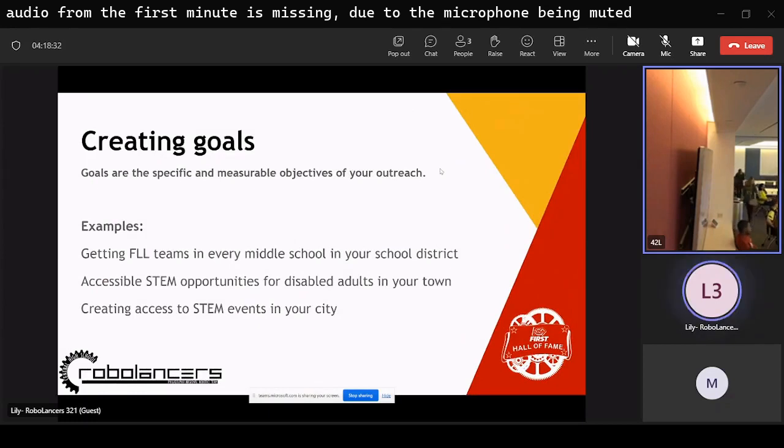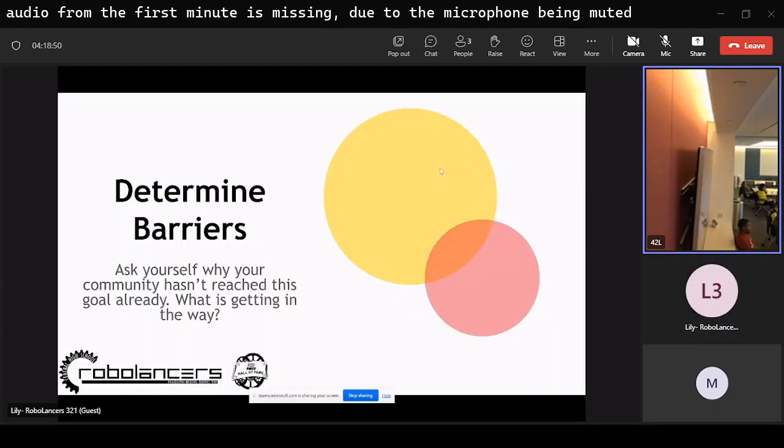Okay, great. So goals are the specific and measurable objectives of your outreach. Some examples are getting FLL teams in every school in your district, getting accessible STEM opportunities for disabled adults in your town, or creating access to STEM events in your city. Every person has a different goal for their team.